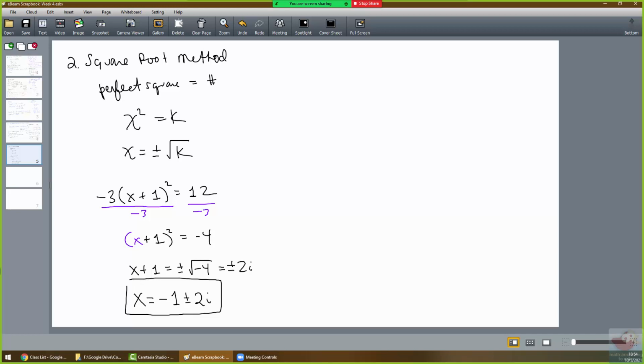Next up is completing the square. Completing the square, the process has the square root method built in. And we're just going to learn by doing.